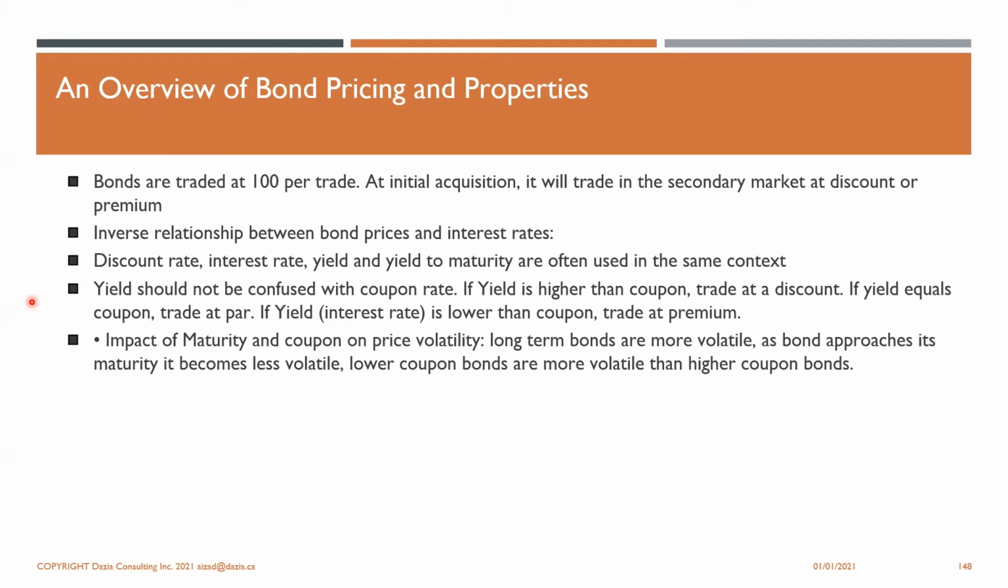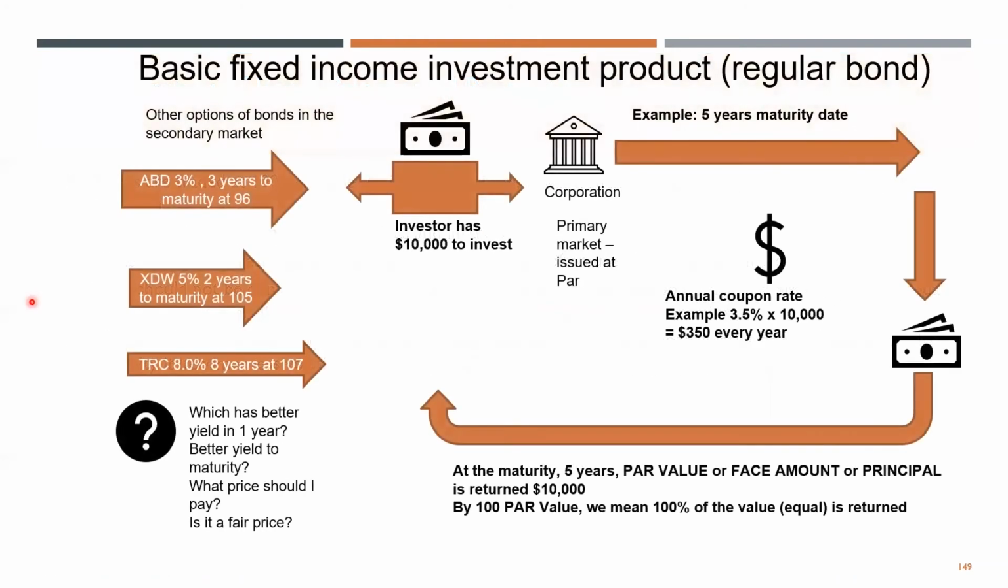So again, volatility: we mentioned long-term bonds are more volatile. As a bond approaches its maturity, it becomes less volatile. So let's take a look at this to understand these concepts. We have a bond which is giving 3%, it's 3 years to maturity, and it's selling at 96, so you can get it at a lower price. Then there's another bond giving you 5%, with 2 years to maturity, but you have to pay more for it, 5% more. And then there's a third one, an 8% bond, with 8 years to maturity, and you have to pay 107 for it.